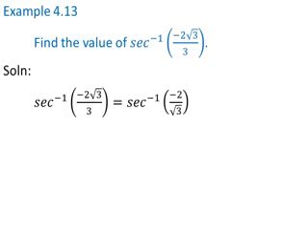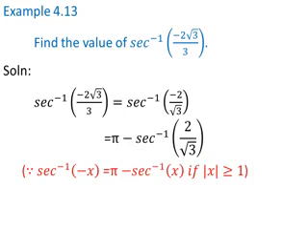Example 4.13. Find the value of secant inverse of minus 2 root 3 by 3. Solution. Secant inverse of minus 2 root 3 by 3 is equal to secant inverse of minus 2 by root 3. That is, the root 3 you can cancel. So you will get minus 2 by root 3, which is equal to pi minus secant inverse of 2 by root 3. Here we are applying this property.